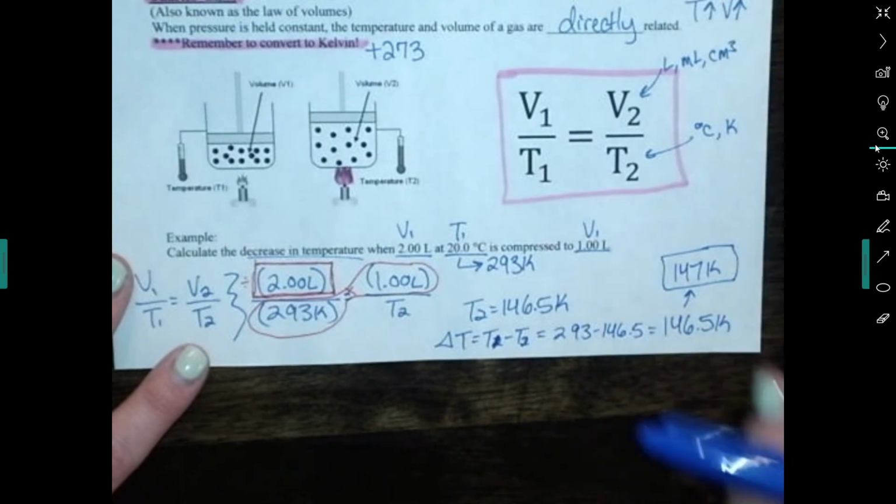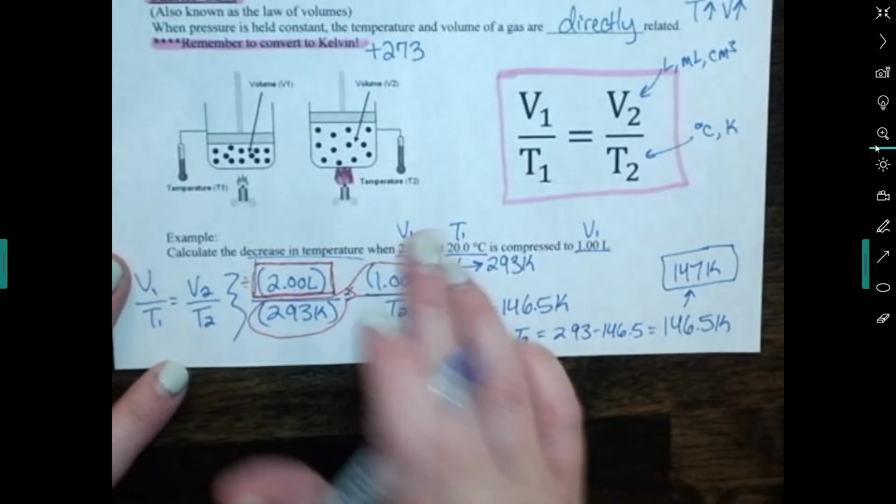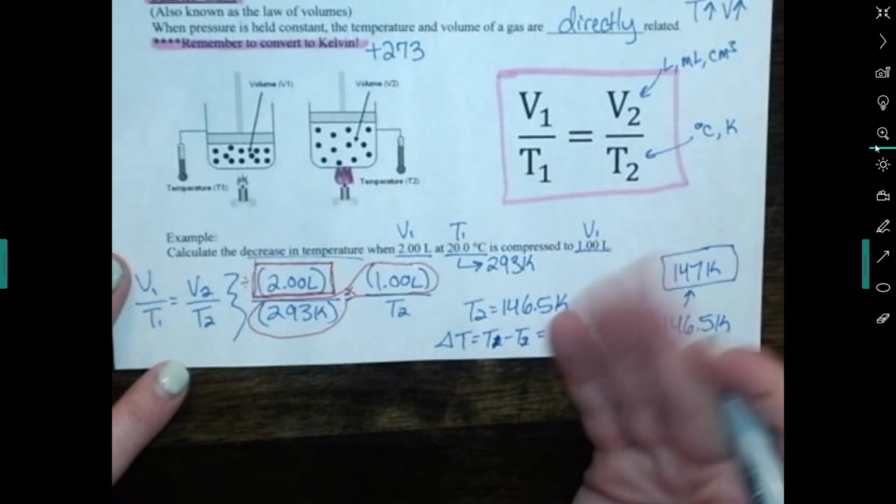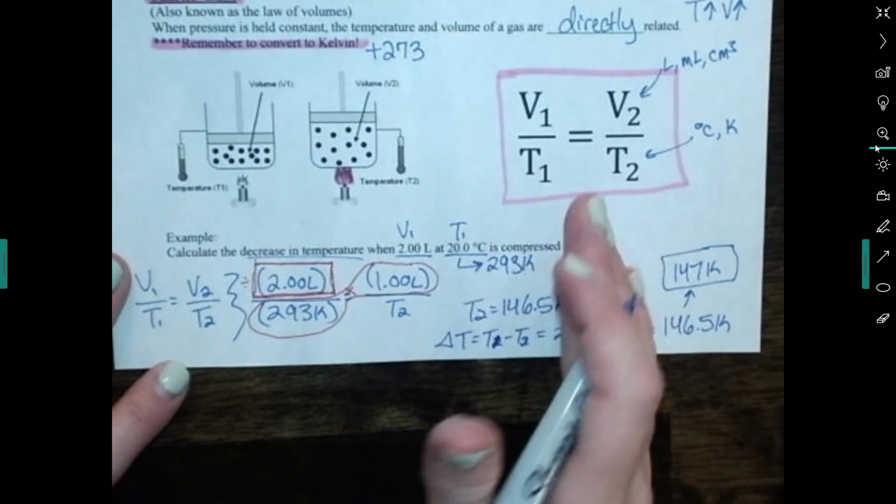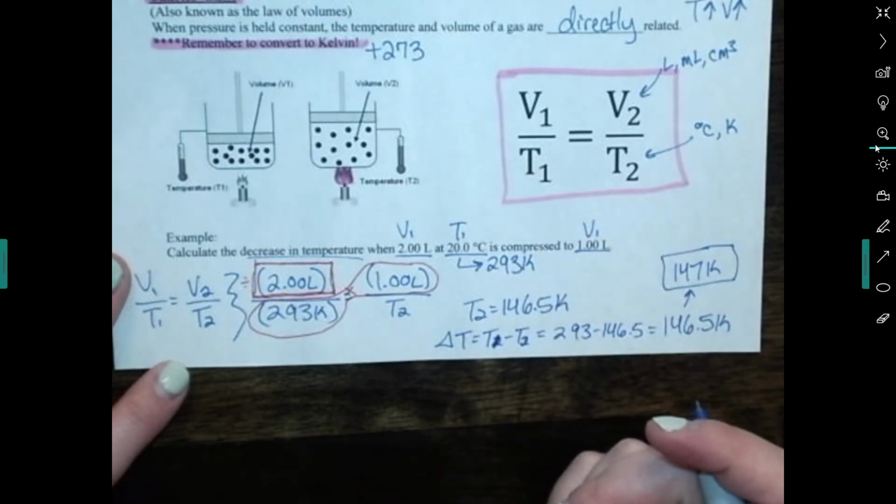So make sure you're reading the problem to see whether it's asking you for T2 or T1 or V1 or whatever, or whether it's asking how much did it go down or how much did it go up. Okay, so be careful with that.